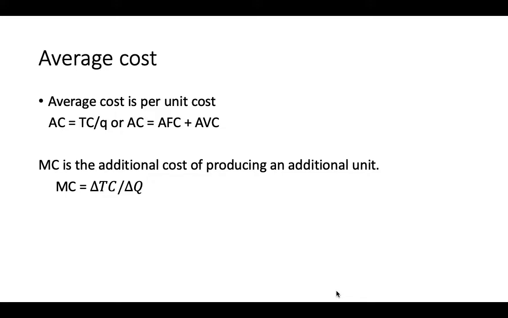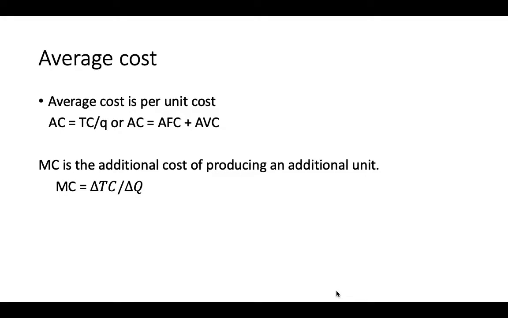Let me define average cost once again. That average cost is the per unit cost. Either dividing total cost with the output will give us the average cost, or average cost is equals to average fixed cost plus average variable cost. And when we plot the average cost curve, it is a U-shaped cost curve. Starting from higher reaches to minimum and then again start increasing.